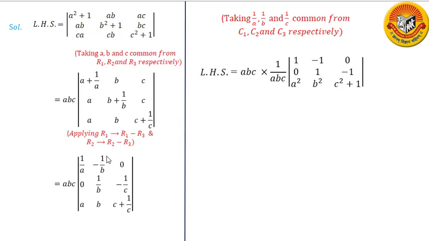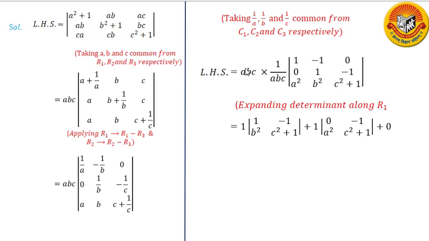In the same way, from the second column, if you take 1 upon b common, here you will get -1, here you will get 1 and here you will get b square. And similarly, for the third column, here you will get 0, here it is -1 and here it is c square plus 1. Now, this abc and abc cancelled, and we can expand this determinant along any row or column. So let us expand along the first row only.